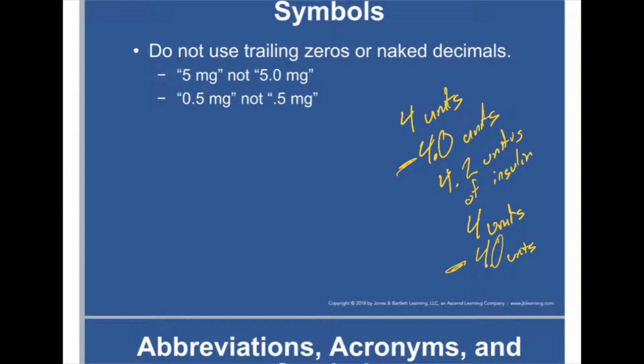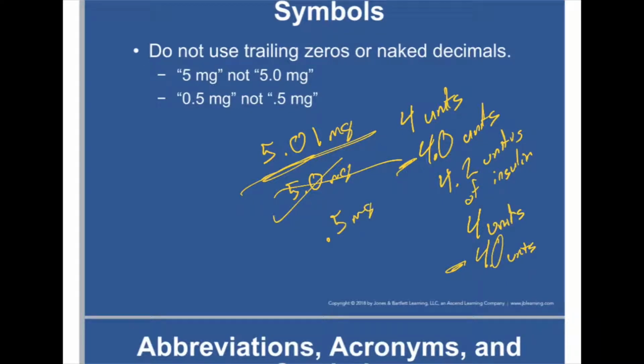Now, if you have some numbers after that decimal point, it is acceptable to use it. So like if we had 5.01 milligrams and that was an acceptable dose, then that would be okay because we don't have a trailing or naked 0. But if we were to just write 5.0 milligrams, that would be considered inappropriate because we have a naked 0.